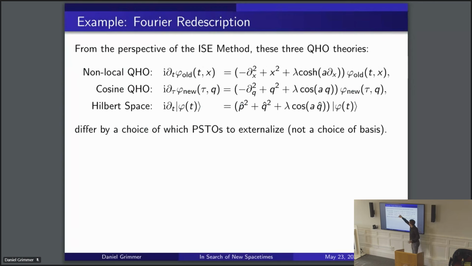Here's a harmonic oscillator here with a cosine-shaped potential. Here's one with a weird non-local coupling term, this hyperbolic cosine of a derivative. And here's one set in Hilbert space. Now, I can translate between all of these three things using these PSTOs, and it's not via a choice of basis that I understand them as being different.